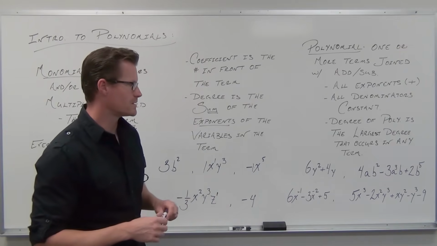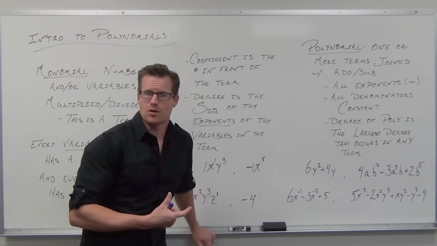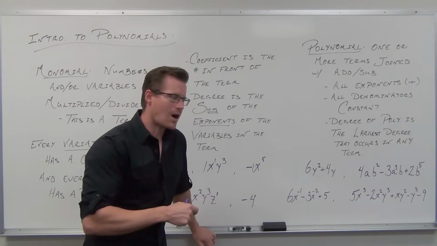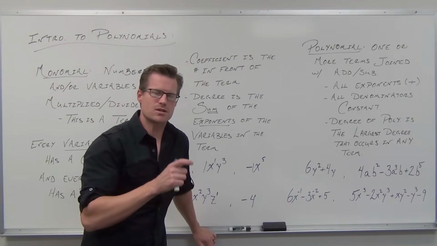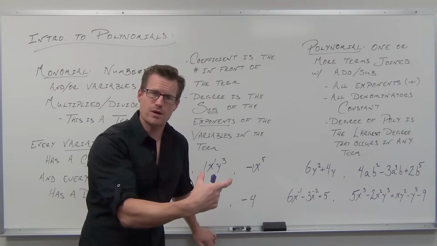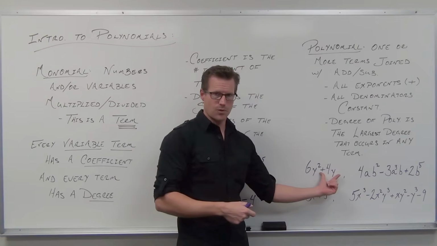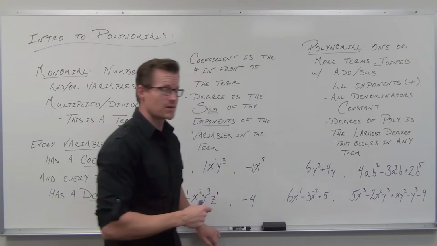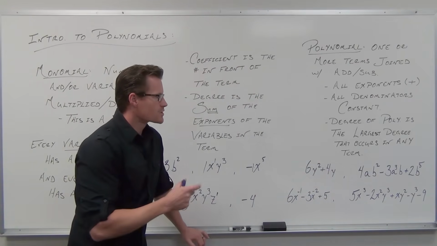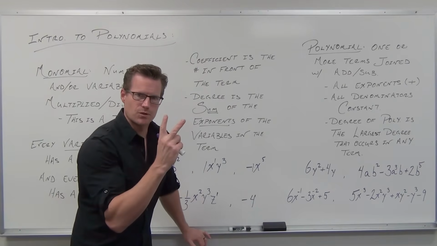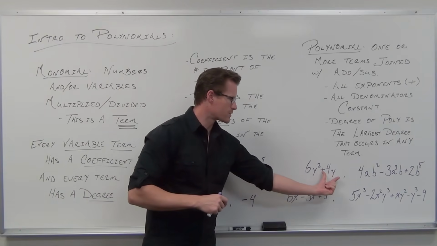I'm always going to say positive or negative here. Positive 6y to the 2nd power. A second term would be positive 4y. Terms are always associated with the sign that's in front of them. So here, positive, it's pretty clear, but we would consider this to be a positive 4y. We'll talk about other terms when we have different signs in a moment. So this would be a collection of 2 terms. One is 6y squared, the other one is 4y.